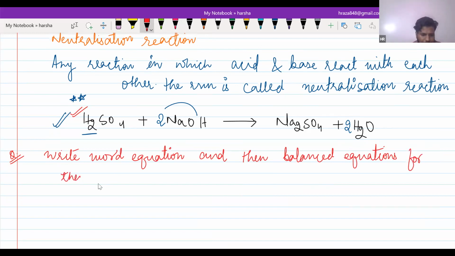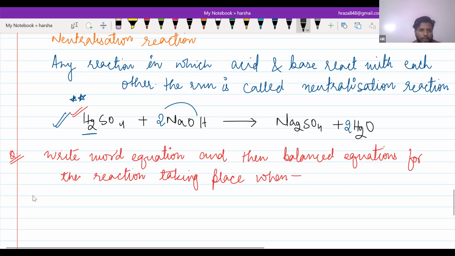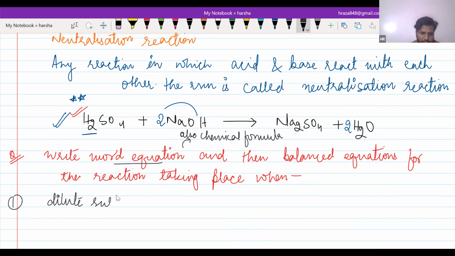Amna, you are not audible. For the reaction taking place, when I'm going to give you some questions, you need to write the word equation always and also the chemical formula. So the first question in this comes: dilute sulfuric acid reacts with zinc granules.